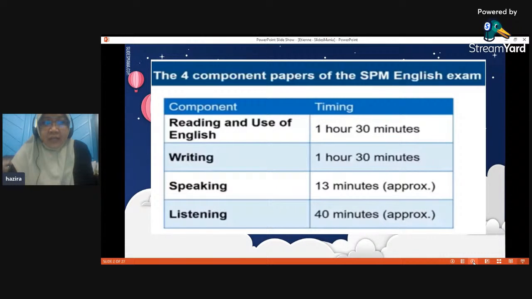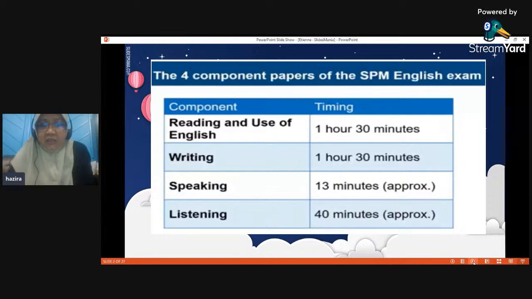As you can see from the screen, there are four component papers of the SPM English exam, and the speaking exam is one of the four components. Each paper contributes an equal share to your overall marks. And the standard pair test takes only 30 minutes. This is the shortest time among all papers.